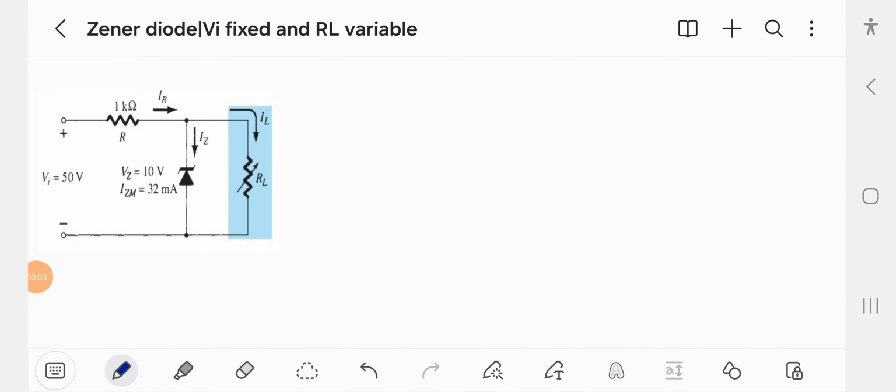Hello guys, today we are going to discuss zener diode for fixed input voltage and variable load. So let's start.